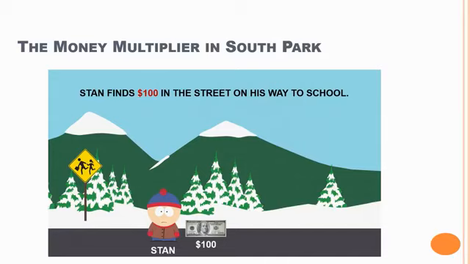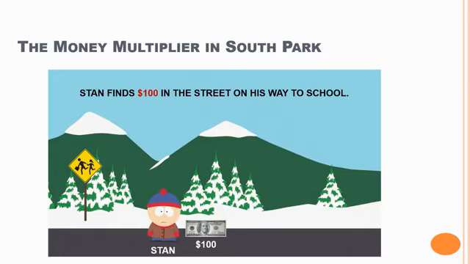So the first character that we have is Stan, and Stan finds $100 in the street on his way to school. The first thing that we should mention is that this bill is part of the money supply. Remember that cash is a component of the money supply. By money supply, I mean M1, which is the most common measurement of the money supply. So it's part of M1, it's part of the money supply, okay?